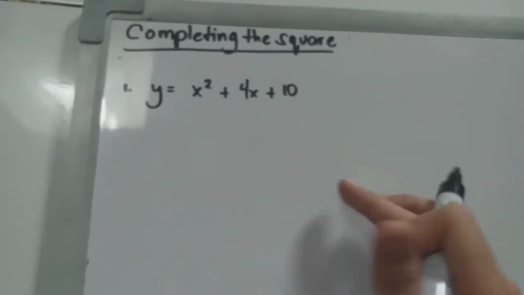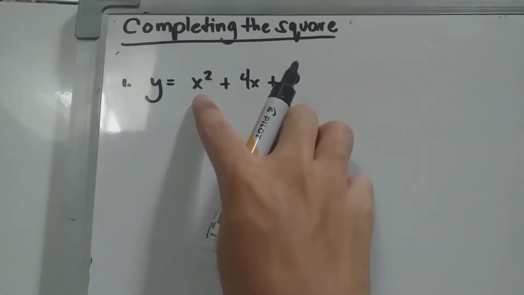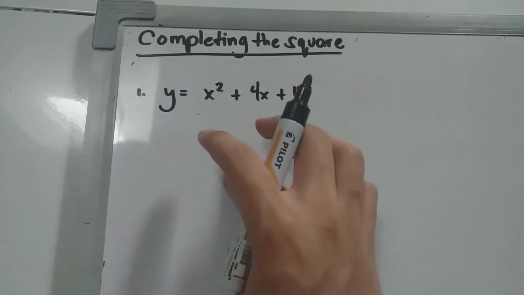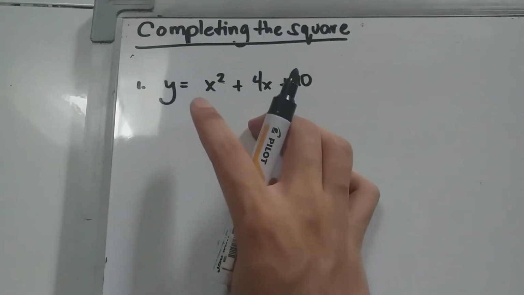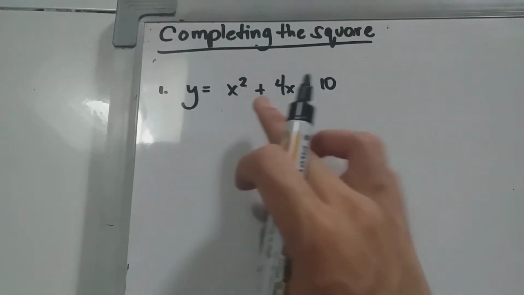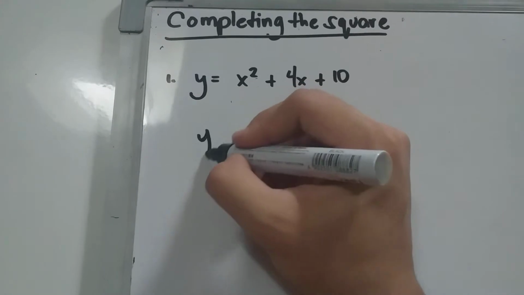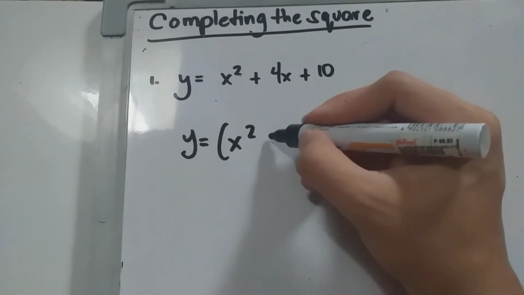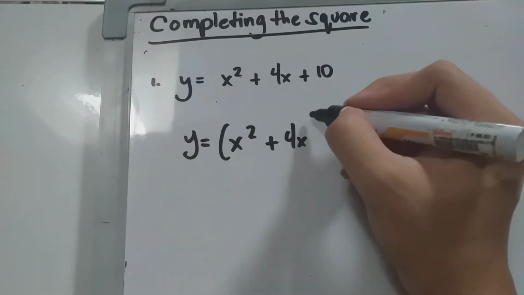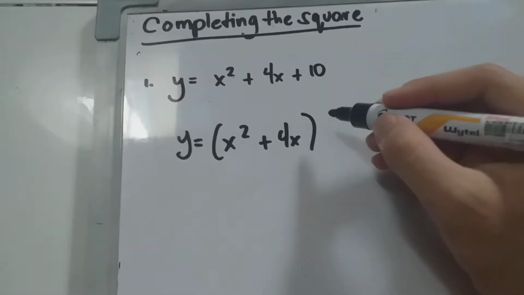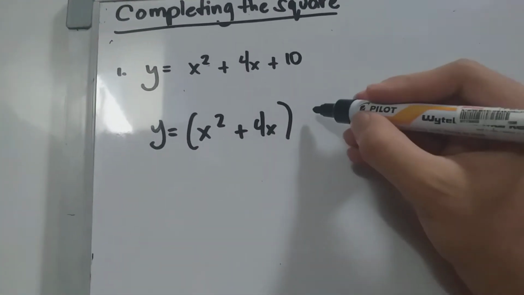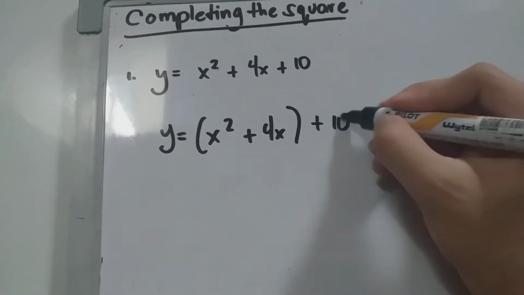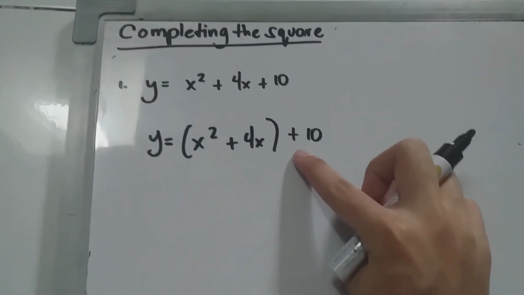Our first step is to group the two terms, which is x squared and 4x. So we group the first two terms of the quadratic equation. So in this case, it's x squared and 4x. So group them together into parentheses. You get x squared plus 4x. Then the plus 10, the constant, you put that outside the parentheses, and that's still going to retain its sign.